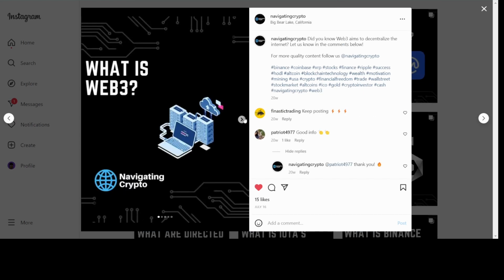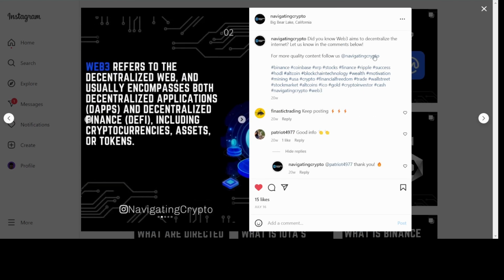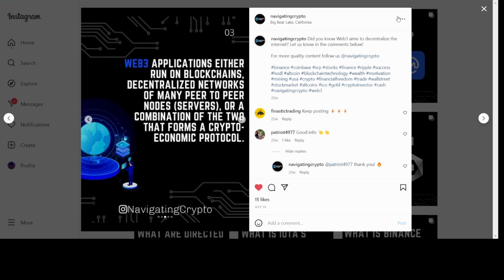And now this goes into Web3. So Web3 refers to the decentralized web, and inside of it, there are decentralized applications and also decentralized finance. And the main form of currency within these applications are cryptocurrency assets or tokens. Web3 applications usually run on blockchain networks or other decentralized networks. They're based on a peer-to-peer node system, which are the servers that run the whole network.